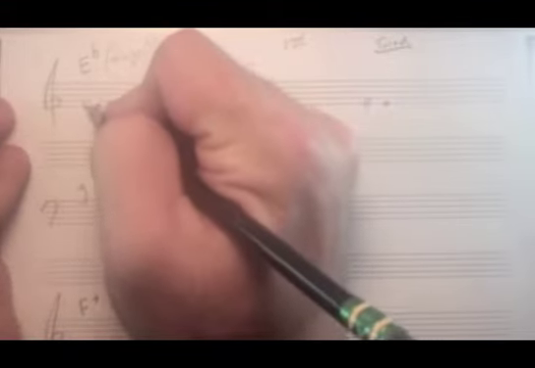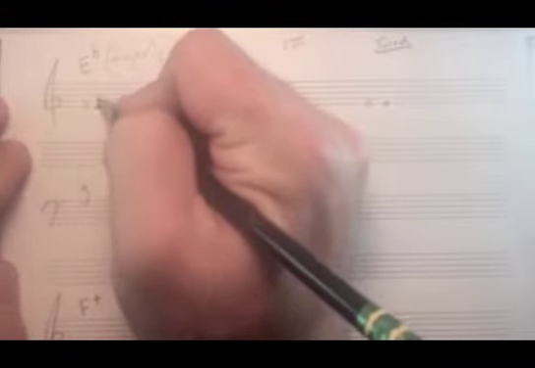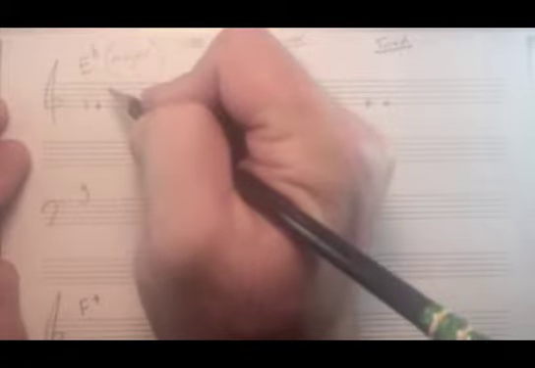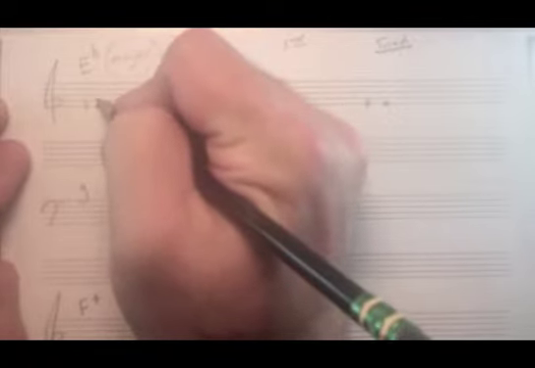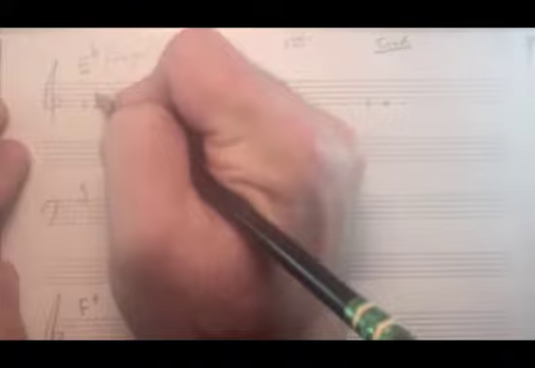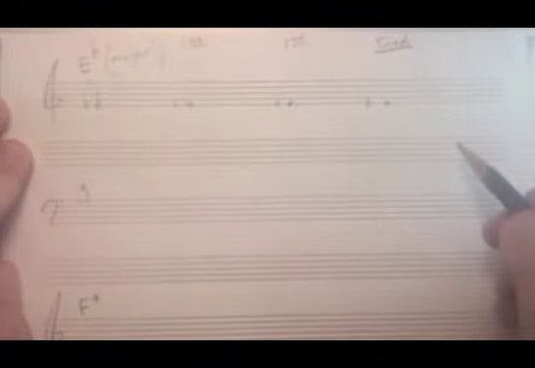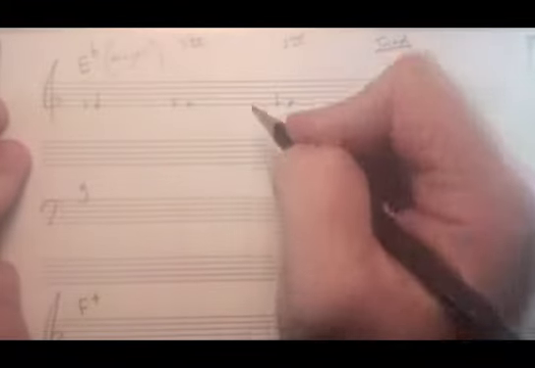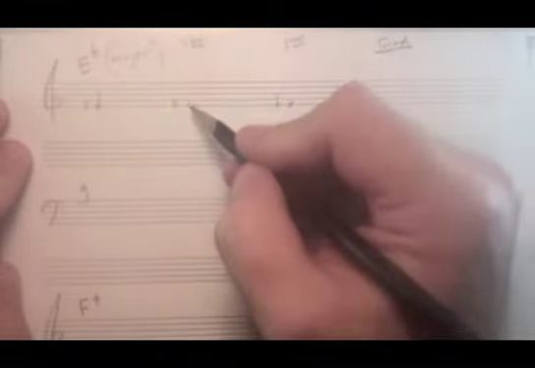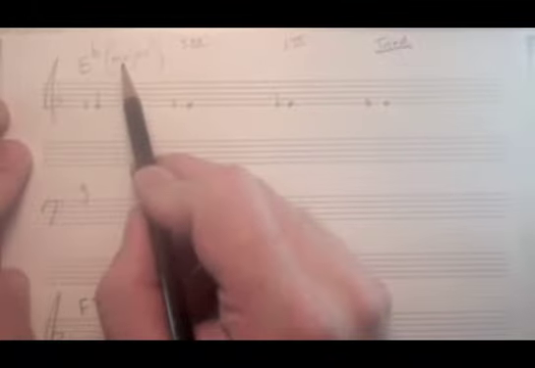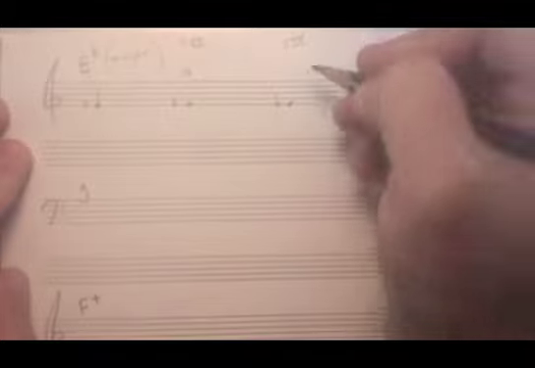If the root of the triad is on E, or E flat in this case, the third is going to be some sort of G, and I'm going to make it very small. Some sort of B is going to be the fifth. And so, let's go through the process now. We know this is a major triad, so this is going to have a major third, and a perfect fifth.